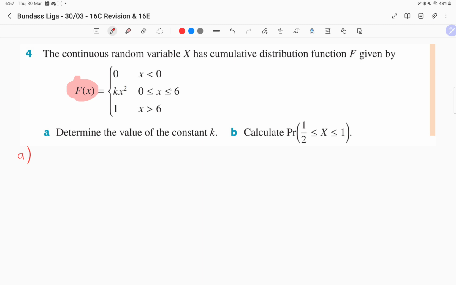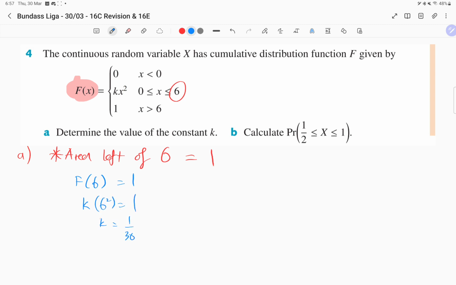Very good. So the idea is that this is supposed to be a CDF, right? And the idea is the area left of 6, which is the upper limit, must equal 1. And to translate that to big F notation, that's big F of 6 equals 1. And that means you sub 6 into x, let that equal 1, solve for k. 1 over 36. Yeah, 1 over 36. So k times 6 squared equals 1. k is 1 over 6 squared, which is 1 over 36. Very good. And then you can do question B.